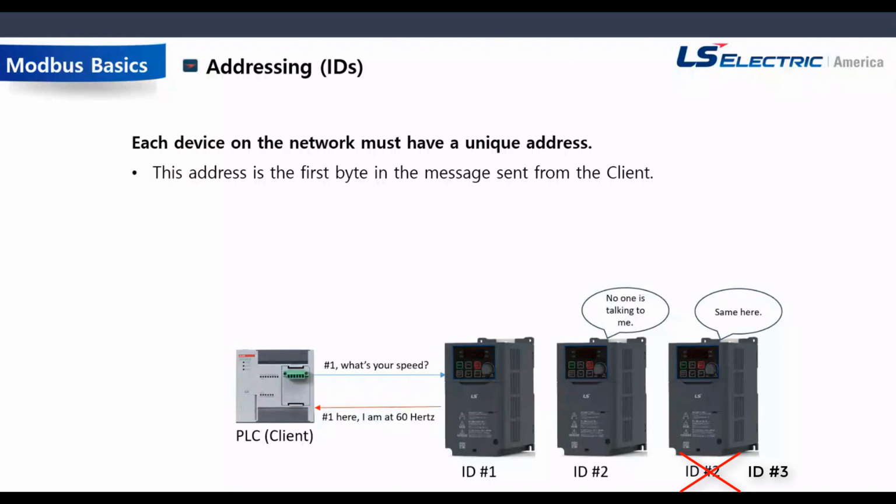If the PLC is running the polling and it says, all right, number 1, what's your speed? Number 1 is going to be the only one to reply. Number 2 and number 3 say nobody's talking to me. If you were to look at the message going from the client to the servers, the first byte in the message is actually going to be the address. So it's going to say address 1, address 2, address 3. You need a unique address on each VFD.